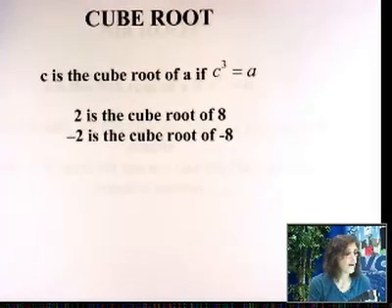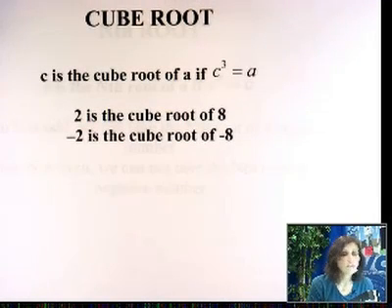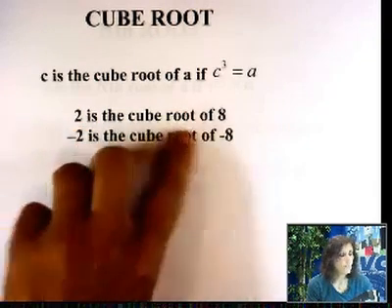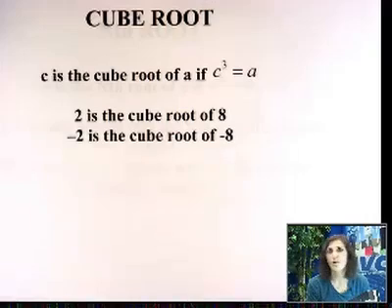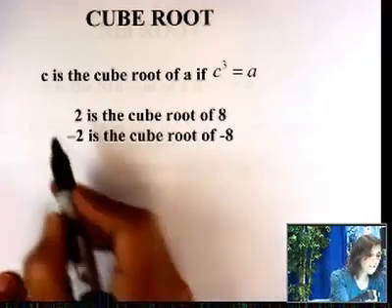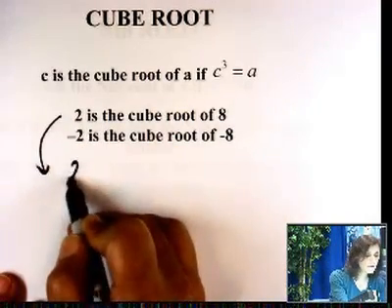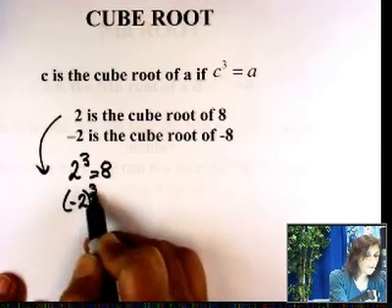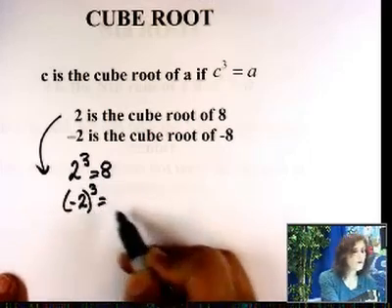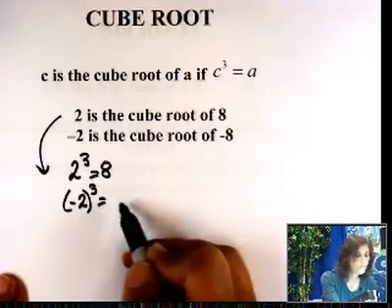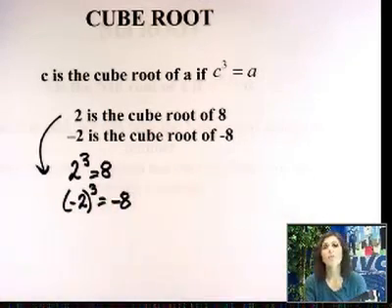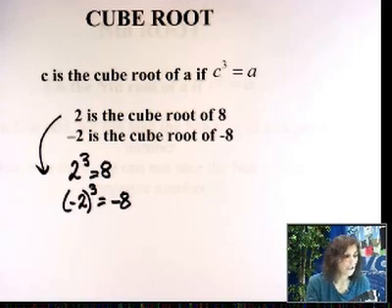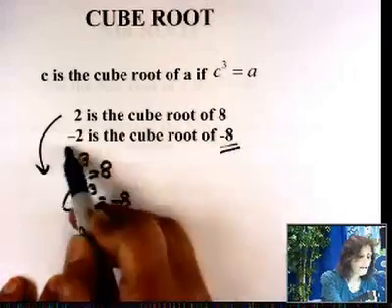C is the cube root of A if C cubed is A. All right, so let's look at it. 2 is the cube root of 8. Negative 2 is the cube root of negative 8. Oh, okay, well that makes sense. 2 is the cube root of 8 because 2 cubed is 8. Negative 2 is the cube root of negative 8 because negative 2 cubed is negative 8. Remember when we were doing square root, we could not take the square root of a negative number, but here we can. The cube root of negative 8 is negative 2.